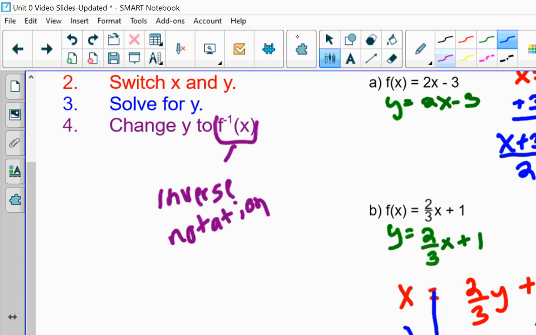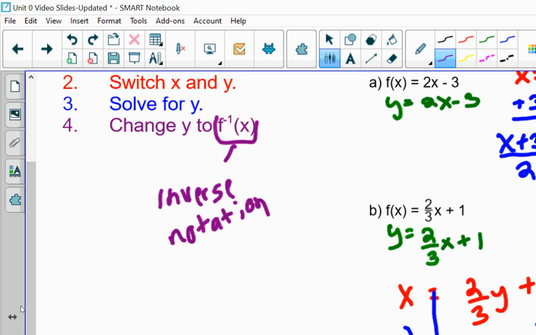So now rewrite this in inverse notation. F to the negative 1 power of x equals 3/2 x minus 3/2. This could also be written, because those have the same denominator, with a single denominator. Same answers.